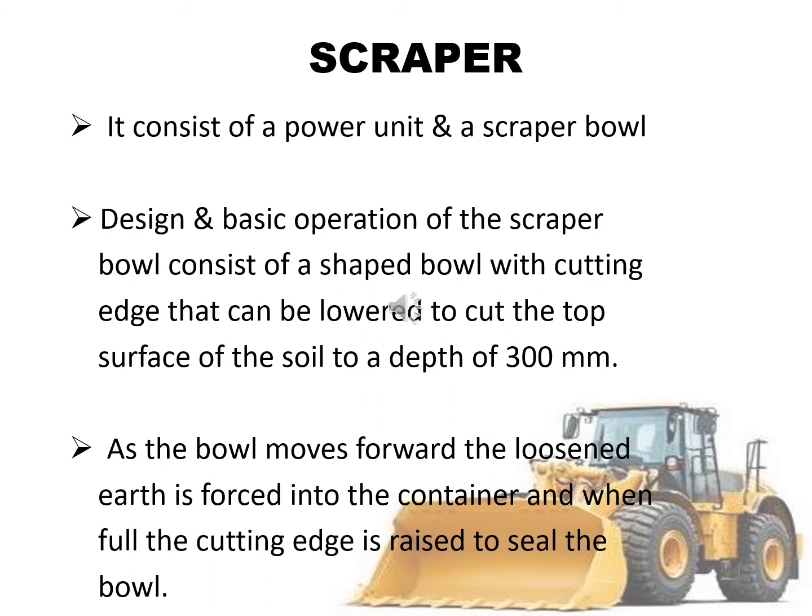Scraper consists of a power unit and a scraper bowl. Its design and basic operation: the scraper bowl consists of a shaped bowl with a cutting edge that can be lowered to cut the top surface of the soil to a depth of 300 mm. As the bowl moves forward, the loose earth is forced into the container, and when full, the cutting edge is raised to seal the bowl.